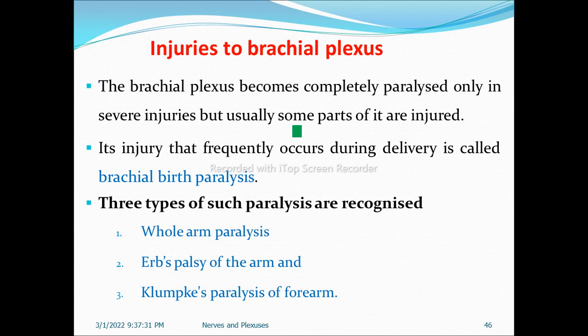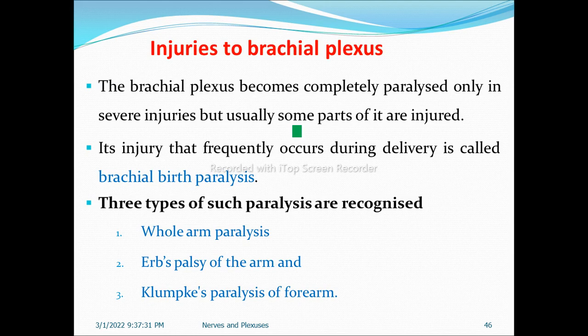The brachial plexus becomes completely paralyzed only in severe injuries, but usually some parts of it are injured. It is an injury that frequently occurs during delivery. If the brachial plexus is damaged during delivery, we can call it birth paralysis. Three types of such paralysis are recognized.